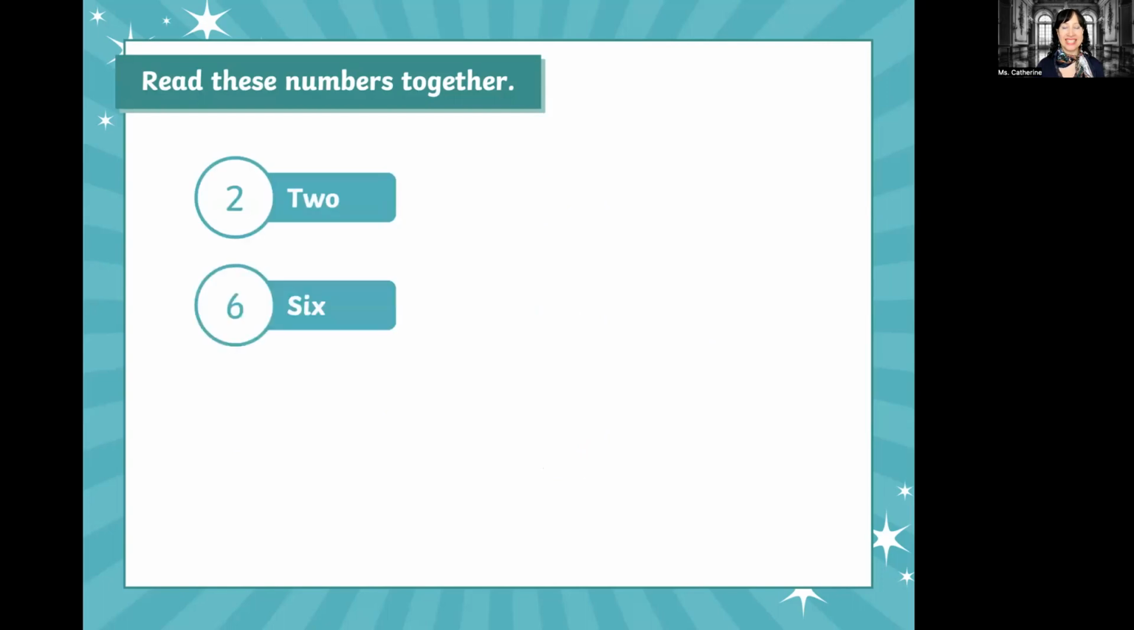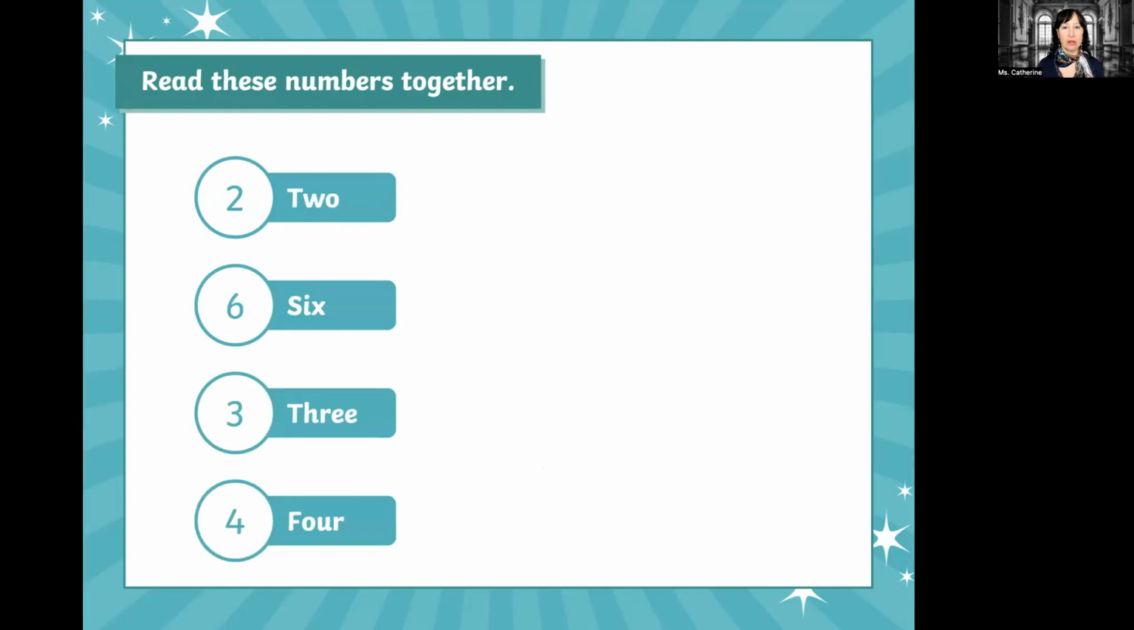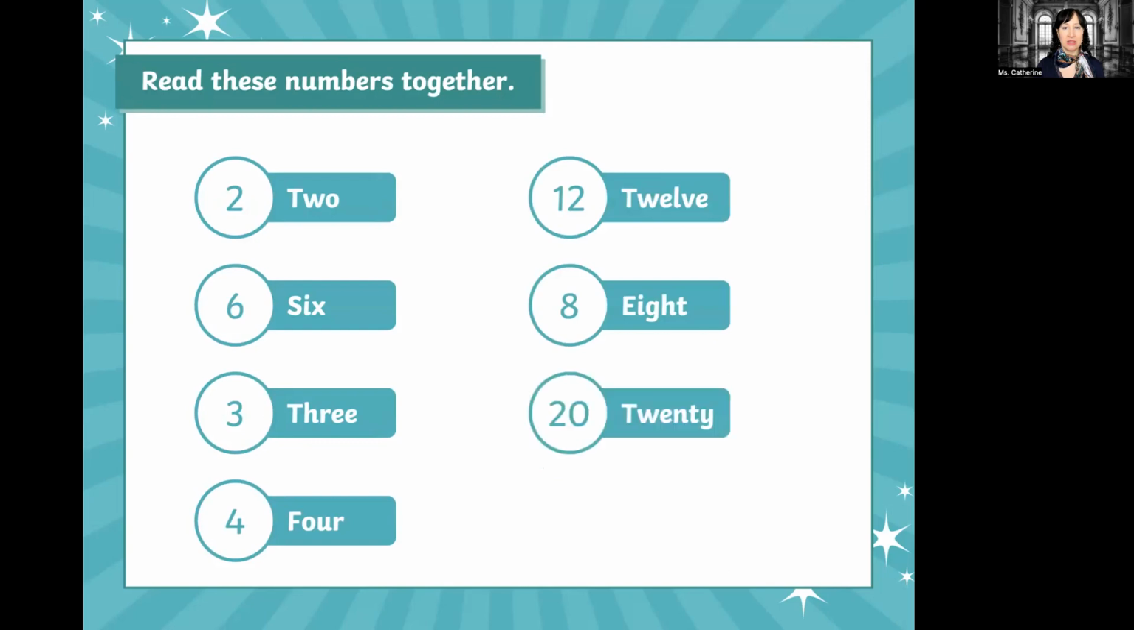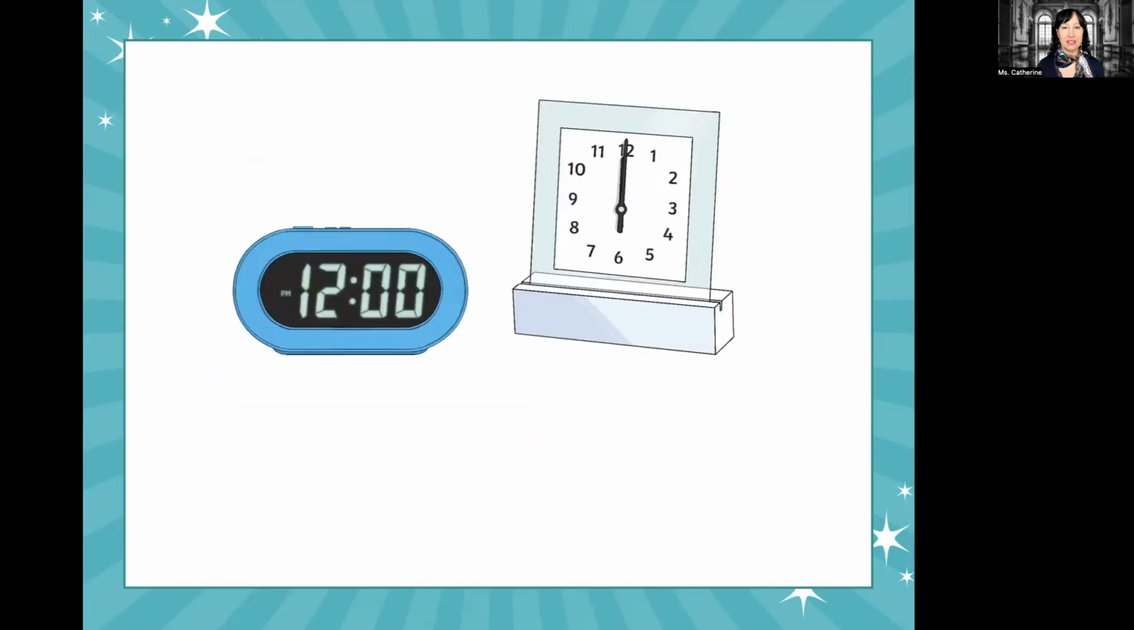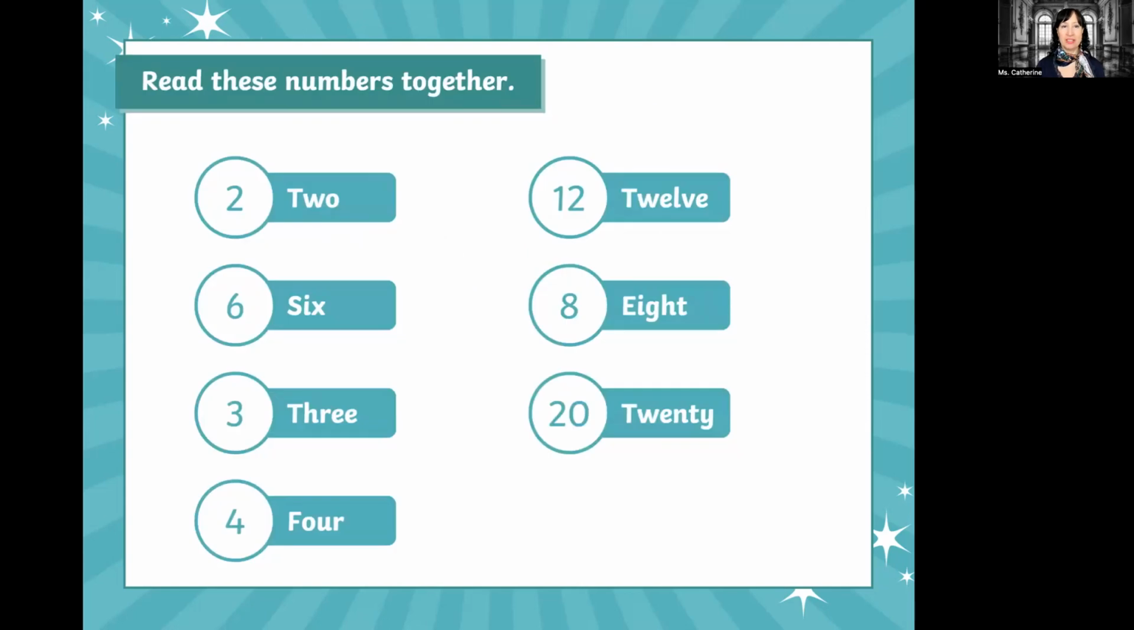2, 6, 3, 4, 12, 8, 20. Did this too fast, right? One more time. Let's read these numbers together. Let's do it a little faster. 2, 6, 3, 4, 12, 8, 20. How did you do? Good job.